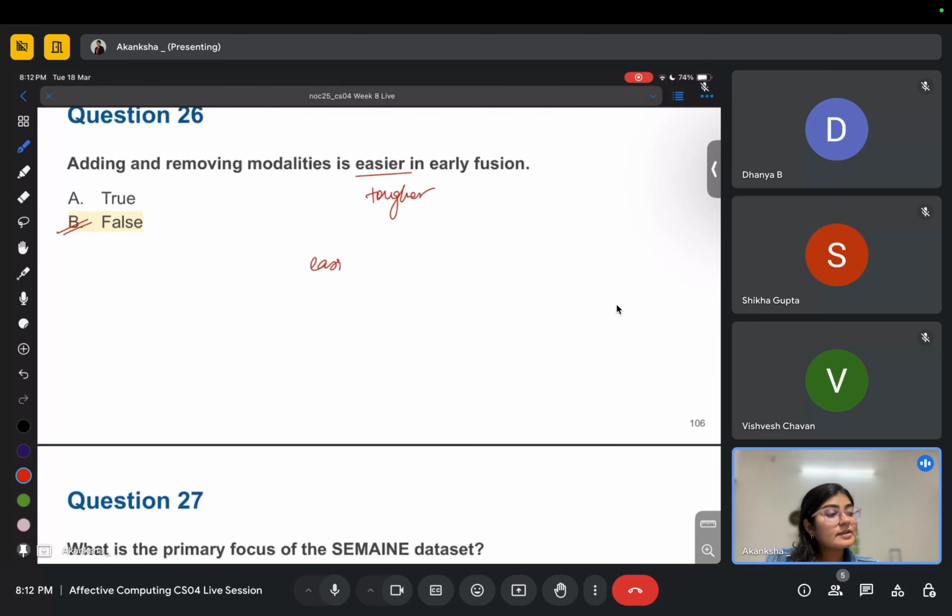Easier in the case of late fusion, because it is a more independent pipeline.